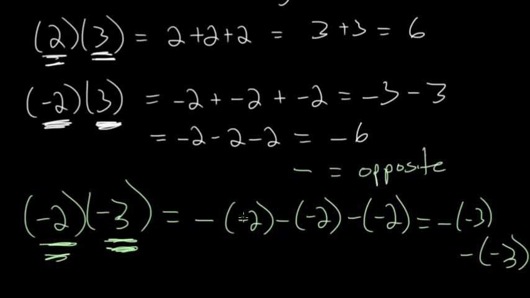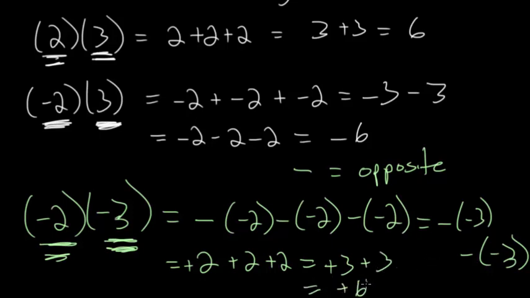So when you have two negatives, you could think of it as the opposite of subtraction, and the opposite of subtraction we know is addition. So here you just get plus 2 plus 2 plus 2. And for the 3's, subtracting negative 3 is the same thing as just adding 3 twice. In both cases, you get positive 6.